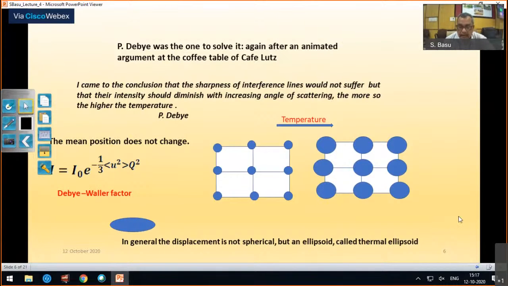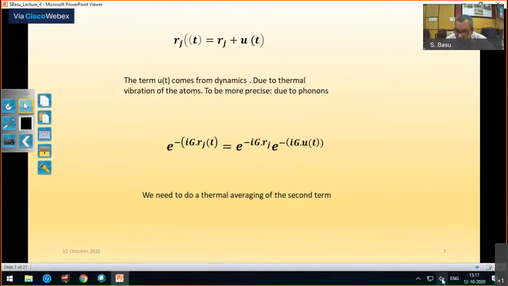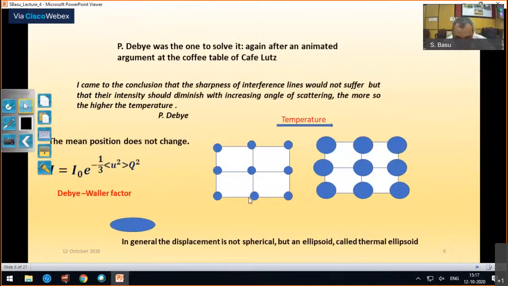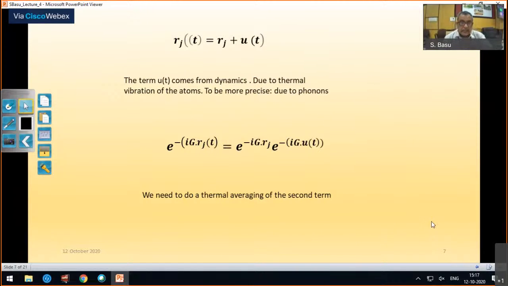So it was here at lower temperature. This is what it was at lower temperature. As you go to higher temperature, the amplitude of oscillation has increased, and so has U squared. I will try to quickly show you in a very simple derivation how it comes.